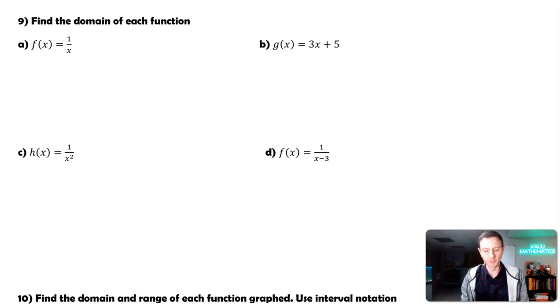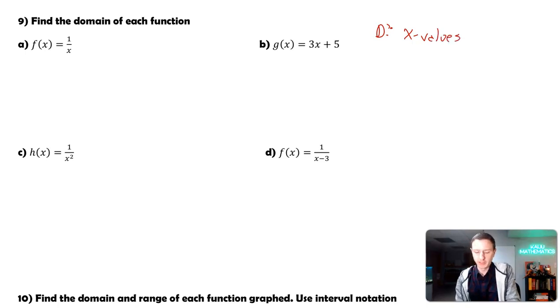Take a look at finding the domain of each function. So we talked about finding a domain and range before when we were looking at just ordered pairs. But here we have just the function, and we want to understand how to find the domain in function notation. So what we want to really understand is domain. Domain is the x values, right?